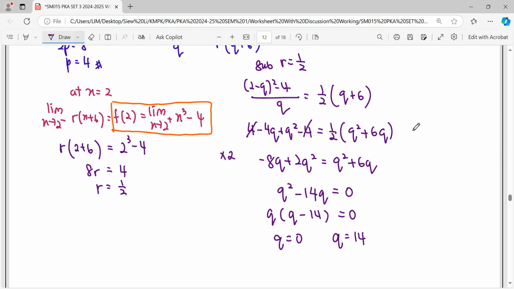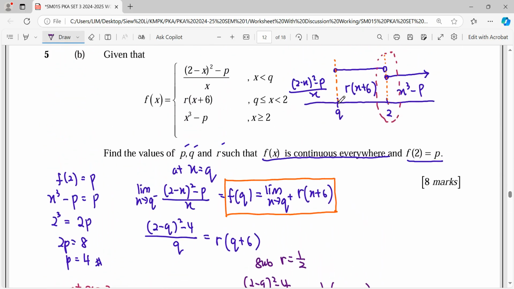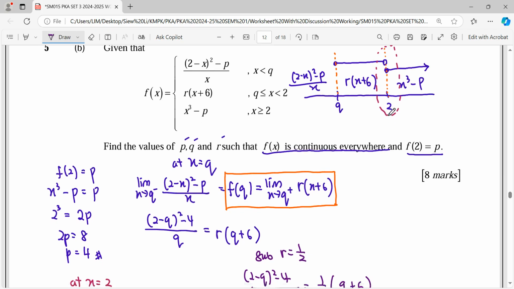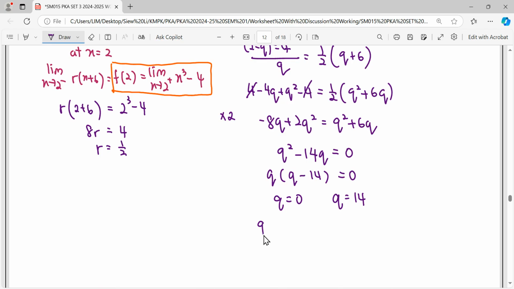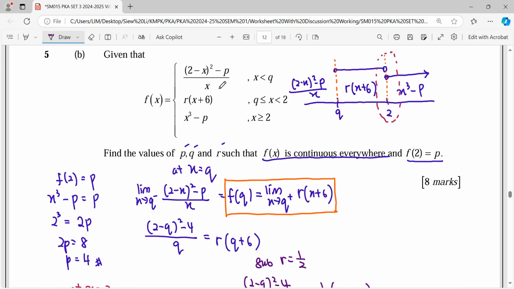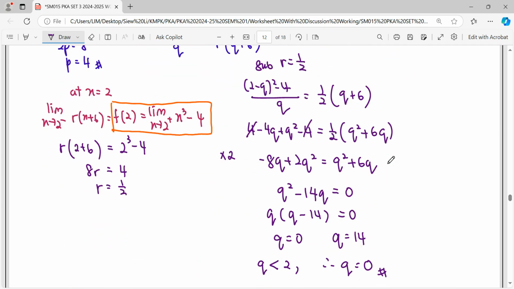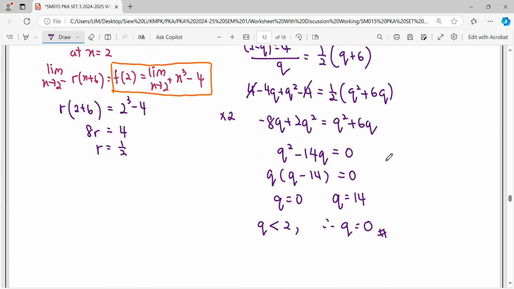Then look at your interval back. Your Q, can it be 14? If following the interval, Q is less than 2. Right? So we follow the interval, Q is supposed to be less than 2. Therefore, the only suitable Q is the value of 0. 14 is not suitable in the interval. So that is why it is important when we get a piecewise function, we write down the interval first. And the interval can help you see where the value is. It must be logical in its place. Understand?